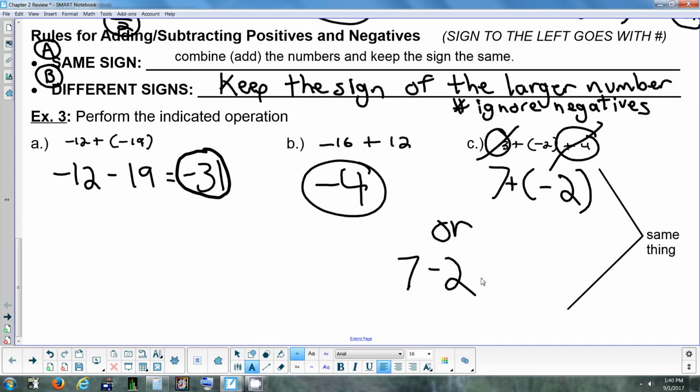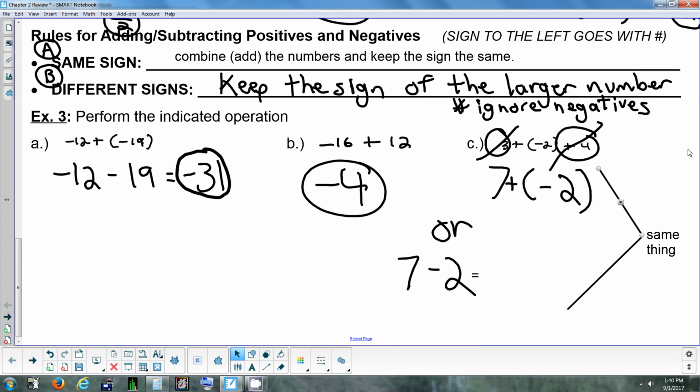Positive, right? Remember, when we're comparing the numbers to see which one's bigger, ignore the sign. We'll deal with the sign after. He says our answer is going to be positive. I agree, because 7 is bigger than 2. Now, like I said before, read it from the bigger number to the smaller number.